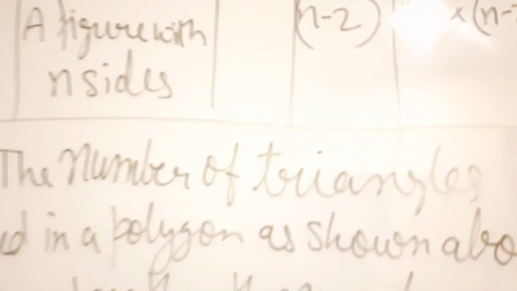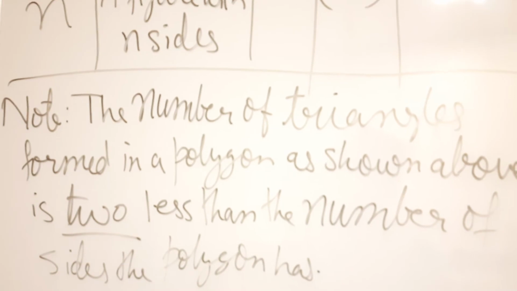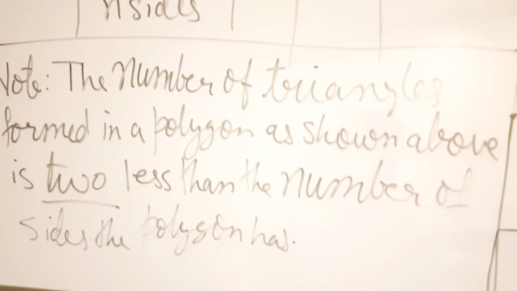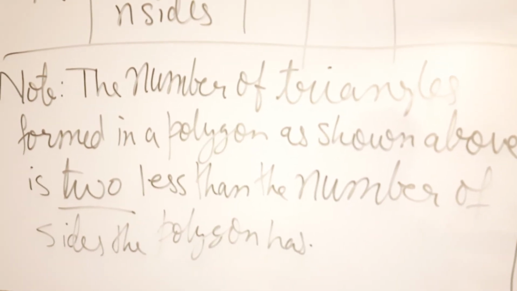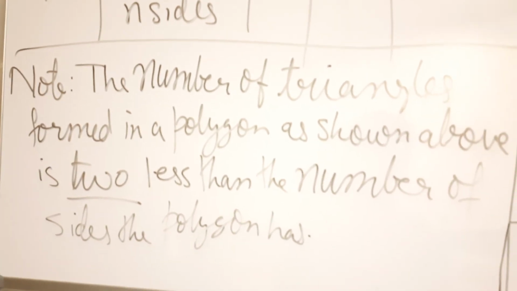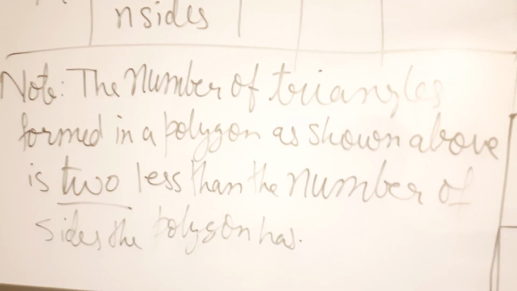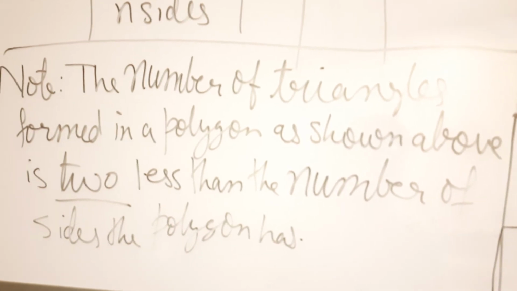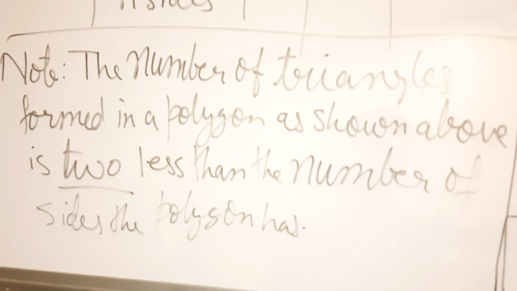Now you have to remember this point. Note: the number of triangles formed in a polygon as shown above is 2 less than the number of sides the polygon has. I will tell you what it means. The number of triangles formed in a polygon as shown above is 2 less than the number of sides the polygon has.